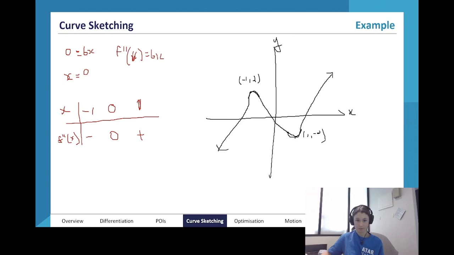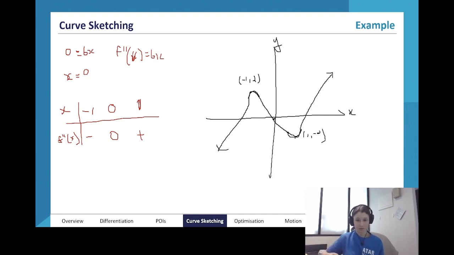This is what we get. And I apologize for the messiness. And this kind of corroborates that we have our point of inflection here at 0. So yeah, this is how we can use the stationary points and the points of inflection to graph a curve, telling us information about the nature of the stationary points and about the concavity of the curve.